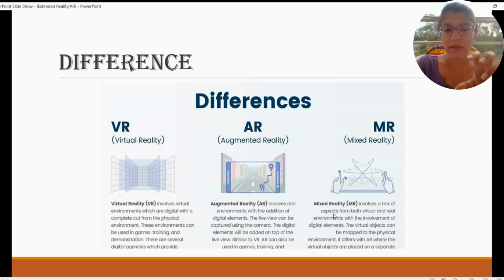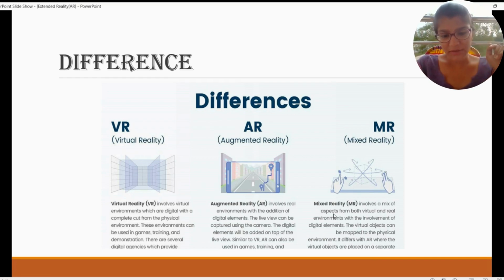Let's get into the differences between virtual reality, augmented reality, and mixed reality. First, augmented reality involves a real environment with the addition of digital elements, whereas virtual reality involves a digital environment with a complete cut-off from the physical environment. Then mixed reality involves a mixture of aspects from both virtual and real environments with the involvement of digital elements.